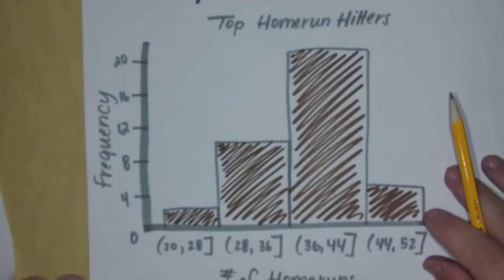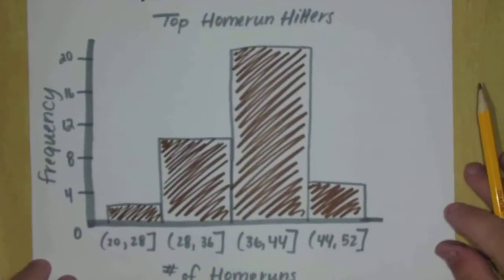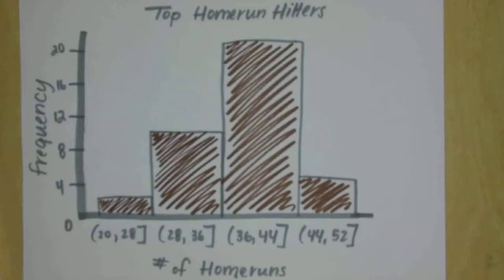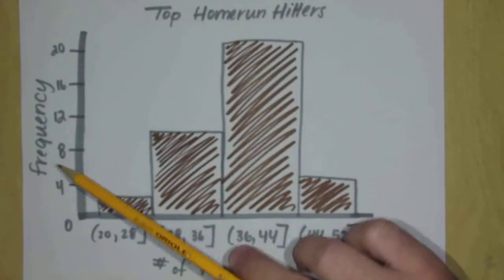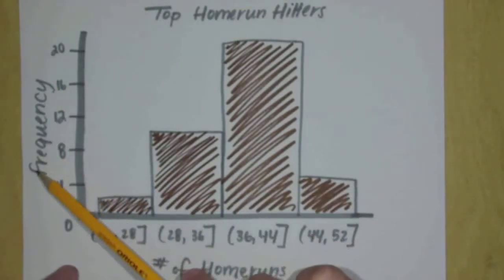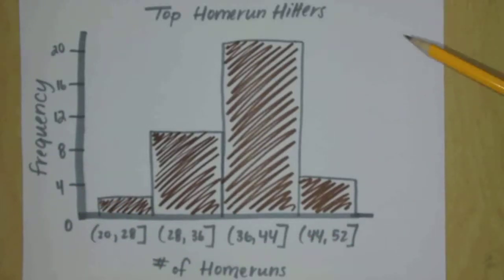If you look at our second example here, we have some home run hitters, so top home run hitters. Again, hopefully you notice we have frequency up the left hand side, so that's how often something occurs.